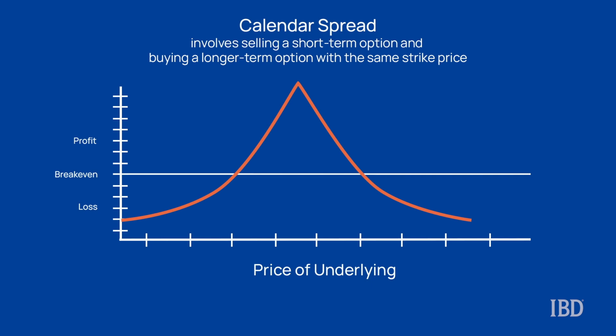A calendar spread is an income trade that involves selling a short-term option and then buying a longer-term option, both with the same strike price. And the idea with the trade is that if JP Morgan remains around 130 for the next few weeks, the sold option will decay at a faster rate than the bought option. And this will allow the trade to be closed for profit.